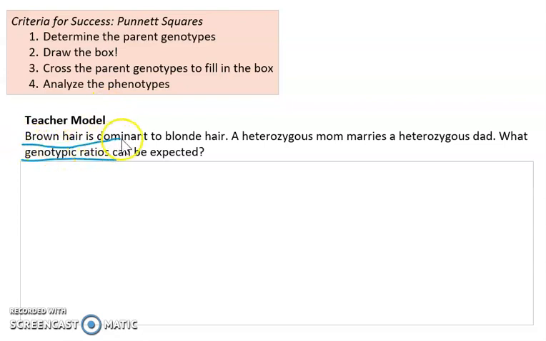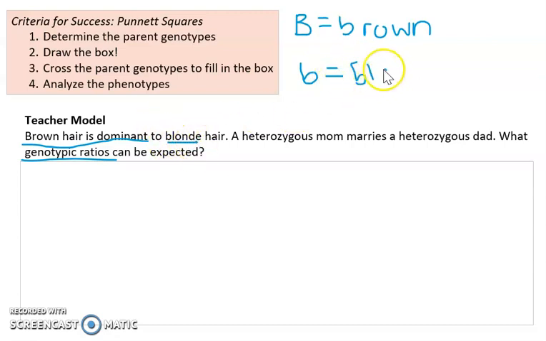Because they tell me that brown hair is dominant, I'm just going to choose a capital B allele again. Random letter, doesn't have to mean anything. I know it's going to be capital B because I want to signify the dominant trait, and that is brown. So capital B is going to be brown. That means that my lowercase b has to be the recessive gene, which is blonde.